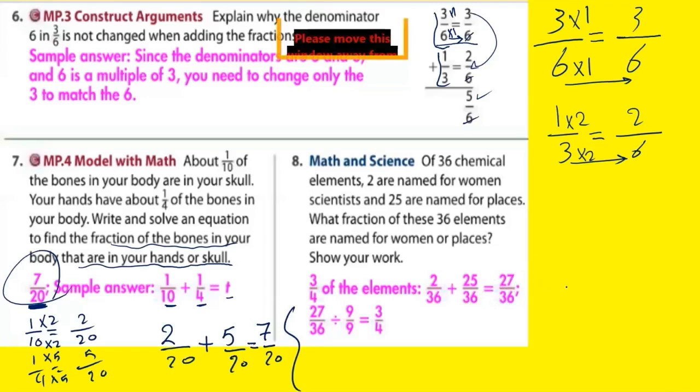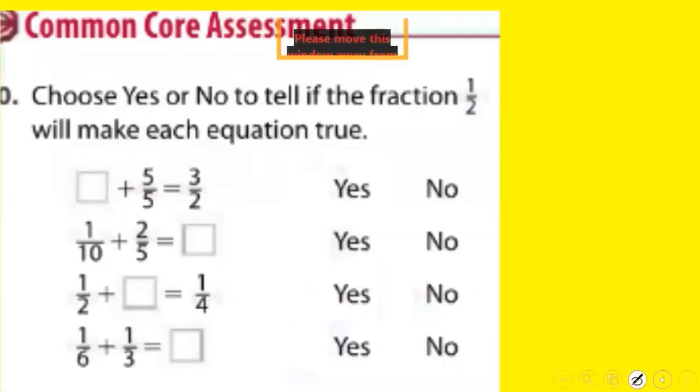And after that, we are going to make the simplest form by dividing numerator and denominator, all of them by the same number, 9. 27 divided by 9 equals 3, 36 divided by 9 equals 4. It will be in the simplest form, 3 over 4. Move to Common Core assessment.